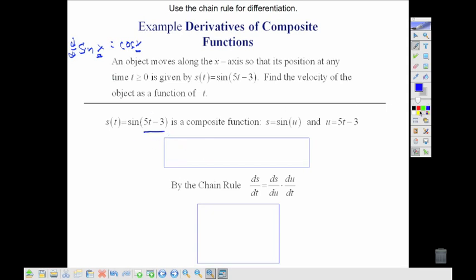So what we're going to do, we're going to treat the sine part as our outside, and so if we're going to take our derivative here to get the velocity, we take the derivative first of sine, which will give us cosine. But then we're going to take the inside of this, the 5t minus 3, and we keep it the same, but then we multiply by the derivative of the inside. The derivative of 5t minus 3 is 5.